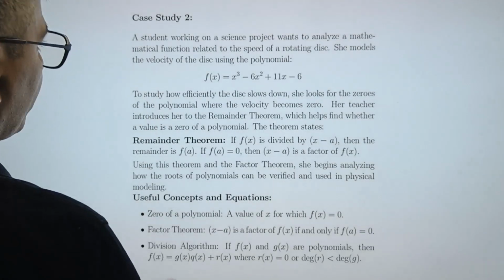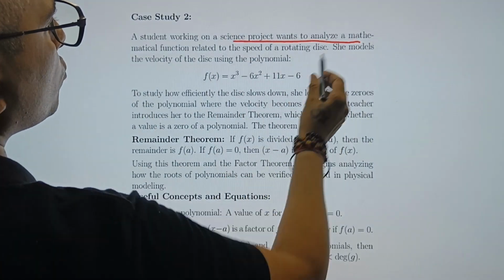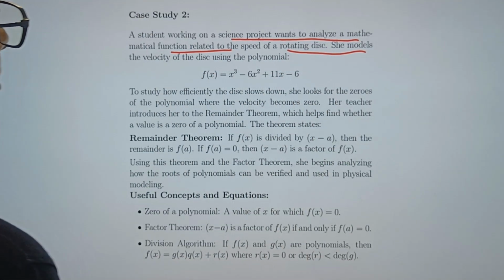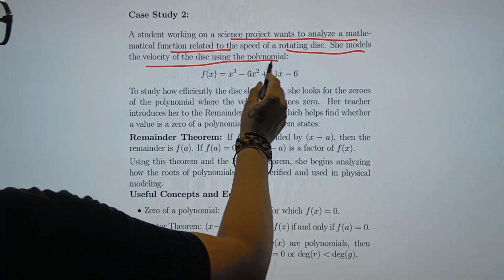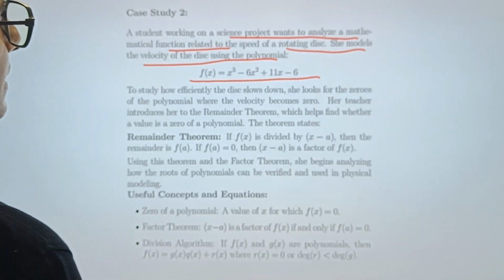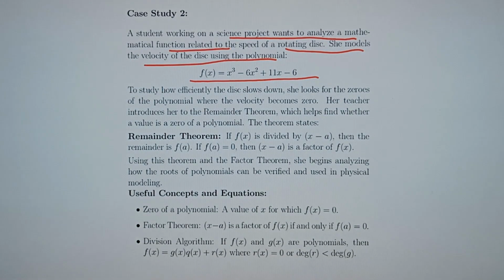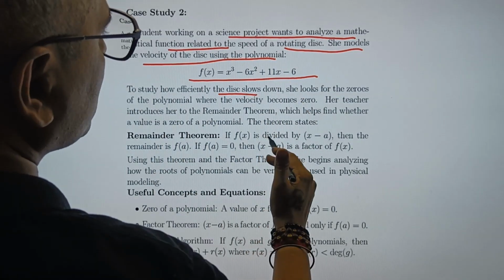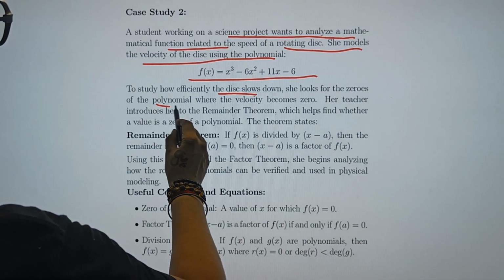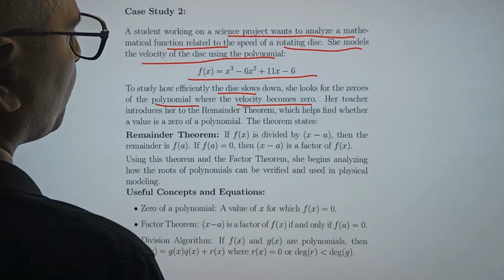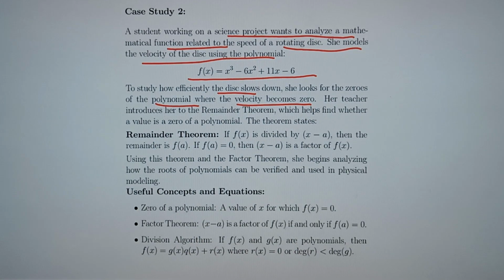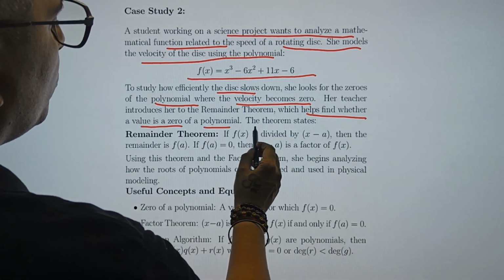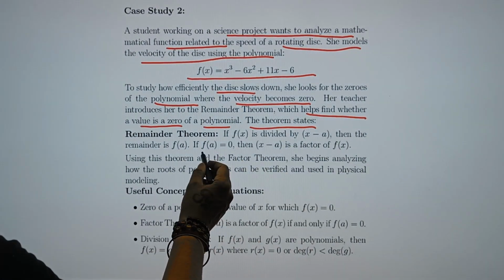A student working on a science project wants to analyze a mathematical function related to the speed of a rotating disk. She models the velocity of the disk using this polynomial f(x) = x³ - 6x² + 11x - 6, which is a cubic polynomial. To study how efficiently the disk slows down, she looks for the zeros of the polynomial, where the velocity becomes 0. Her teacher introduces her to the remainder theorem, which helps find whether a value is a zero of a polynomial. The theorem states, remainder theorem we are discussing.